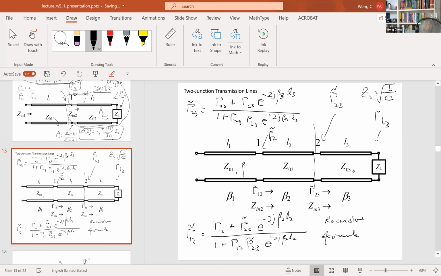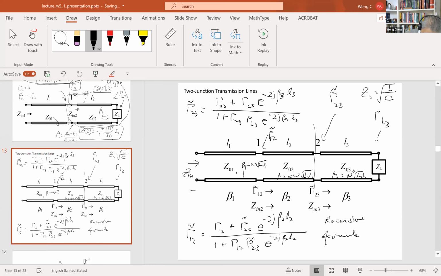Also, each of them would have a different beta. Beta 1 would be omega square root of L1 C1, beta 2 would be omega square root of L2 C2, and beta 3 would be omega square root of L3 C3. So each of these transmission lines would have a different phase velocity. They might be made of different materials. But we can concatenate them using this approach to find the input impedance quite easily.